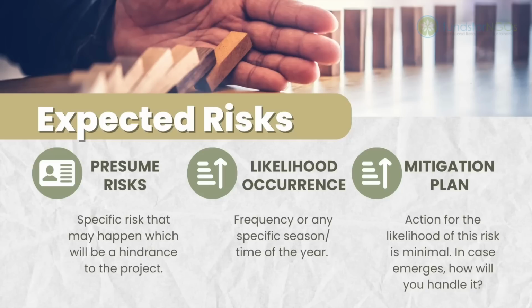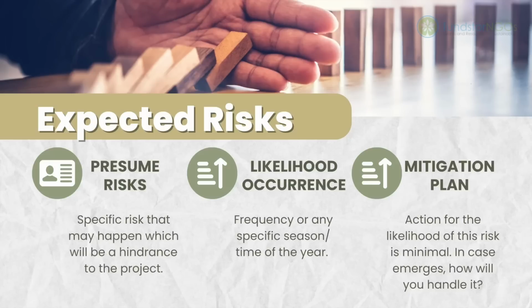What is the likelihood of its occurrence? Frequency or any specific season or time of the year that it is more possible for this risk to occur. Also, the chances of how likely it may happen. This could be represented as low likelihood, medium, high or very high likelihood of occurrence.